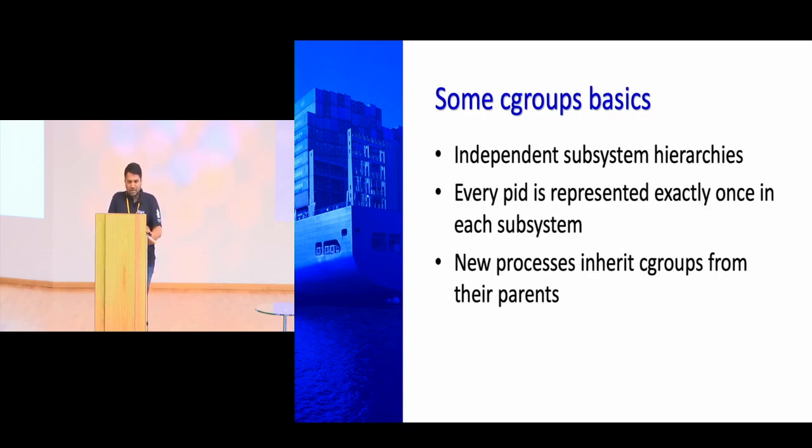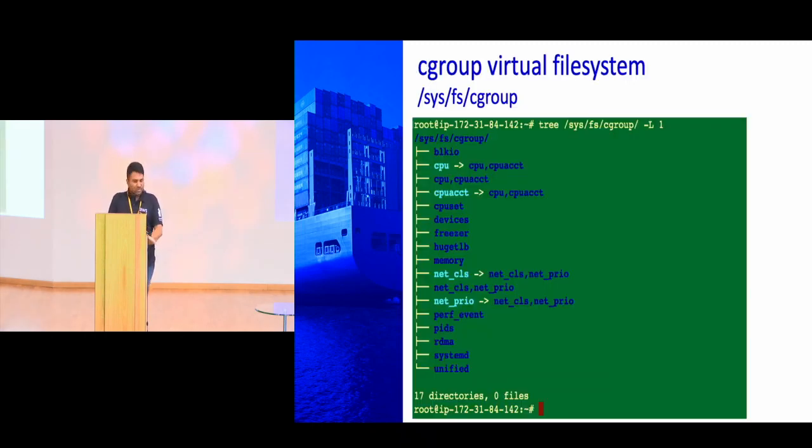Some basics: every cgroup has its own hierarchy. This means CPU has its own hierarchy, memory has its own hierarchy, and I'll show you how. This is the location, sys fs cgroup. When you run a container and go to this particular location and do ls, you'll see these are the subsystems which you can see on the system.